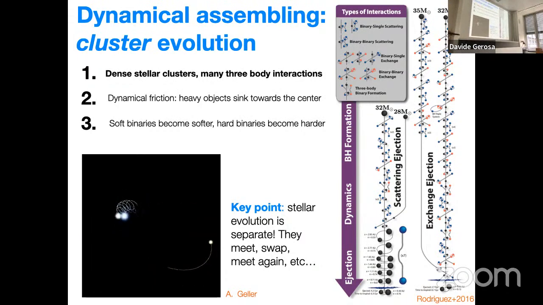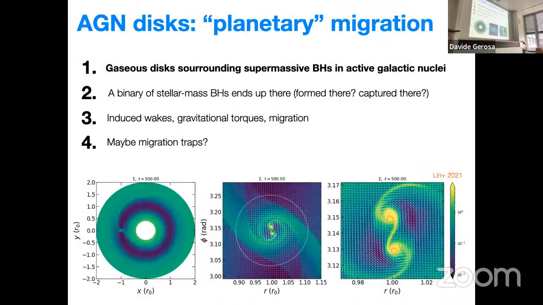In recent years, though, there was another scenario that was popularized, and I thought I'd put it here because it might resonate with some of the activities here in the group, which is the formation of stellar mass black holes embedded in AGN disks. Here the idea is that you have a supermassive black hole at the center of galaxies, and then you have two tiny black holes like the ones that LIGO observes, forming a binary embedded in the disk. This is analogous to binary planets that form in a protoplanetary disk.